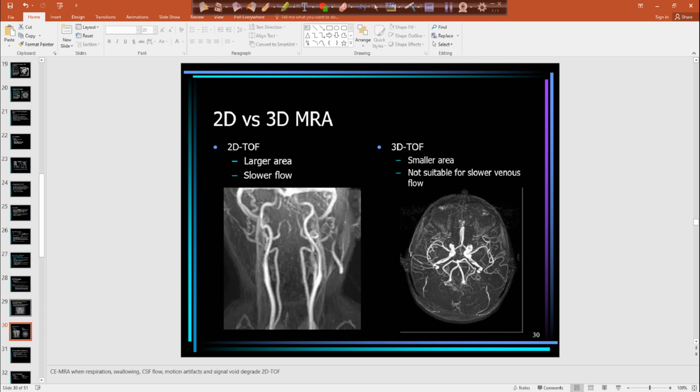So to recap, 2D versus 3D. Our 2D time of flight is usually used to cover a larger area. And with time of flight, do we need contrast? No. You don't need contrast with the time of flight. You can increase the signal within that vessel by injecting contrast, and sometimes they do, but you don't necessarily need contrast with time of flight.